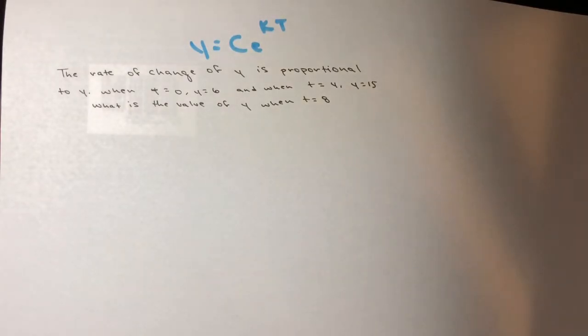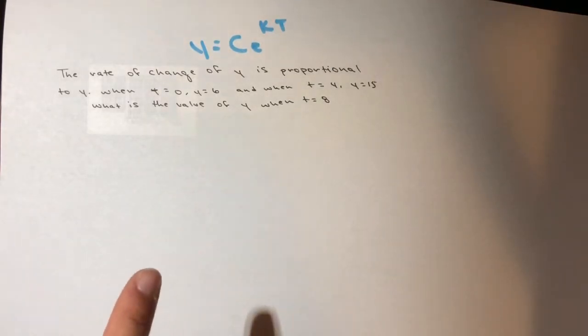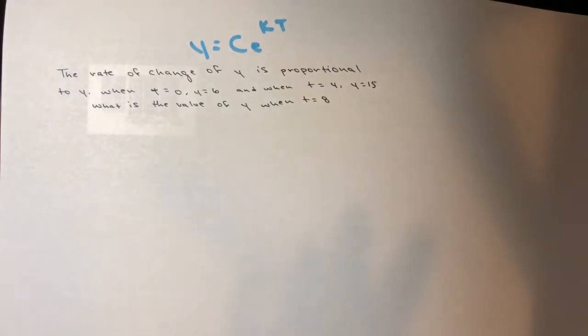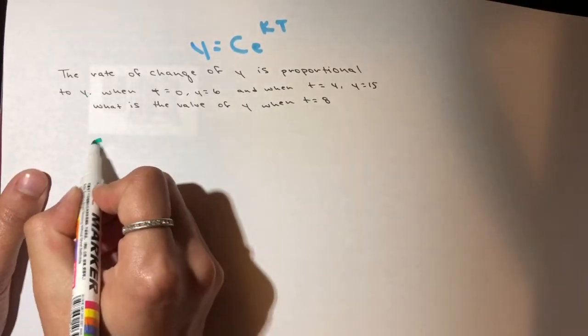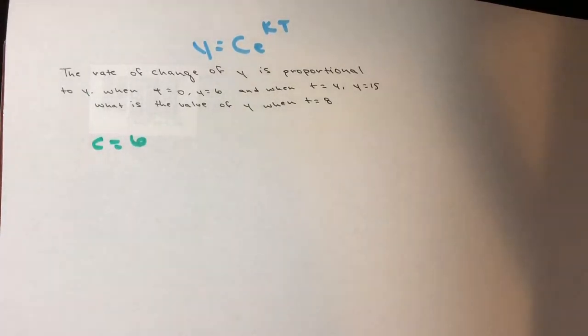So we're going to start with the first one. The rate of change of y is proportional to y. It says when t equals 0, y equals 6, and when t equals 4, y equals 15. What is the value of y when t equals 8? So the first thing that you're going to do is look for c. C is a constant that represents the initial value. So when t is 0, think when time is 0, y equals 6, which means 6 is going to be our initial. So we're going to put c equals 6, just so that we know.